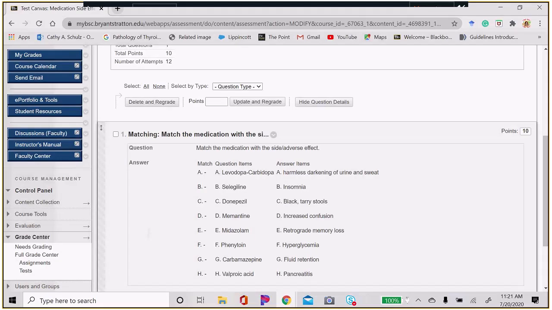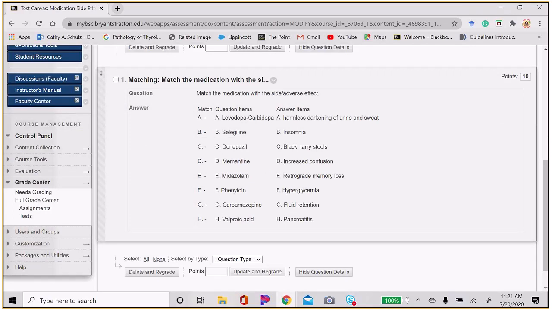So this is the matching for the side adverse effects. Levodopa carbidopa is that harmless darkening of urine and sweat. Selegiline is the insomnia. It's the worst insomnia of all the medications, and so it must be taken before noon. Donepezil is the black tarry stools. There's an increased risk of GI bleed, which is especially a problem if the patient is taking NSAIDs at the same time. Additionally, the other issue is a potential for bradycardia that could lead to syncope.